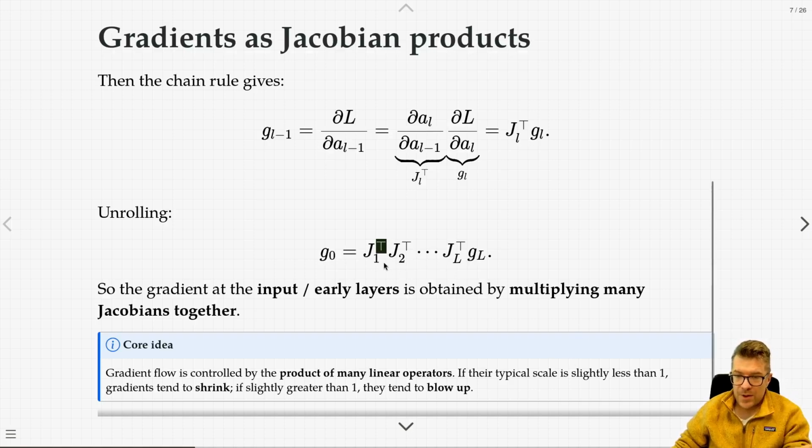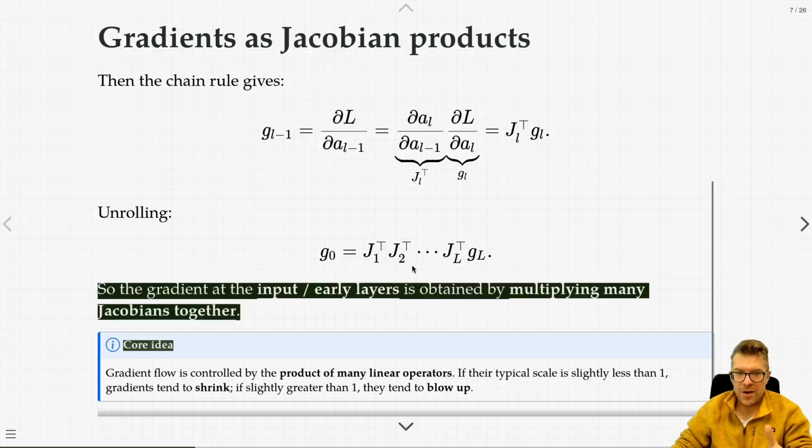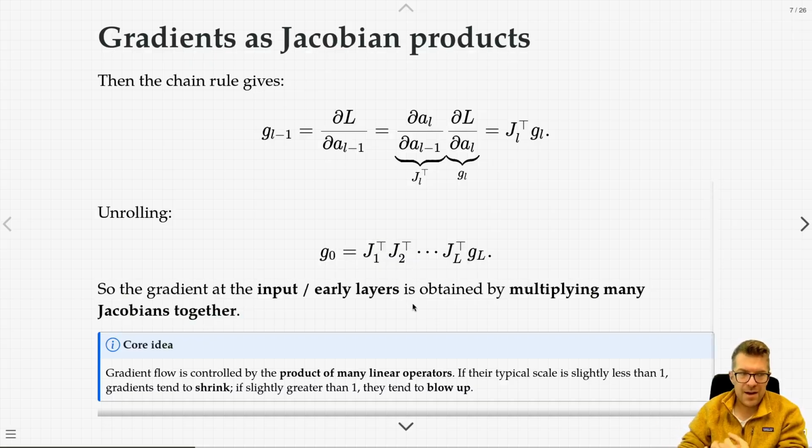If the typical scale is slightly less than 1, if all of these Jacobians are like 0.8, 0.7, 0.5, then you're multiplying all of these small numbers together. And if you're multiplying numbers between 0 and 1 together, you're going to get a diminishment. The product is going to get smaller and smaller and smaller, so it's going to shrink.